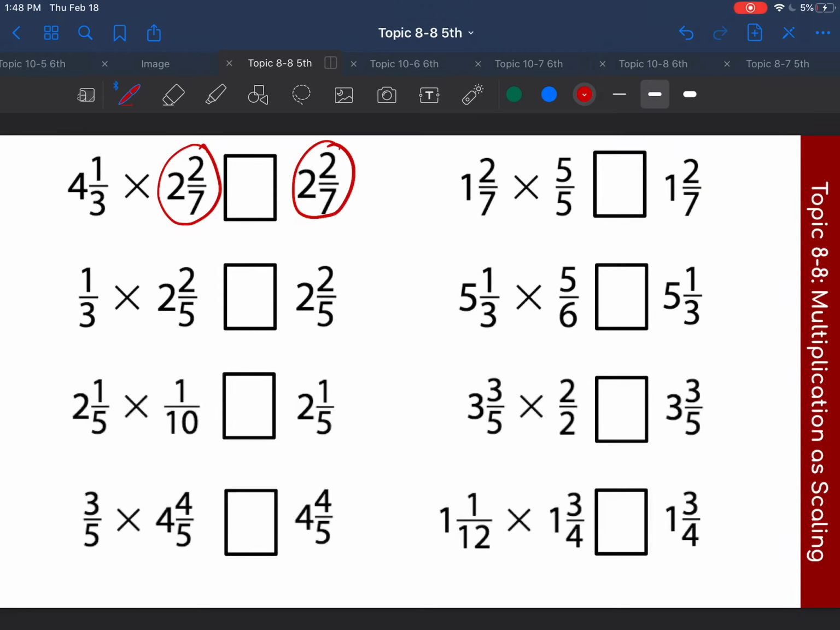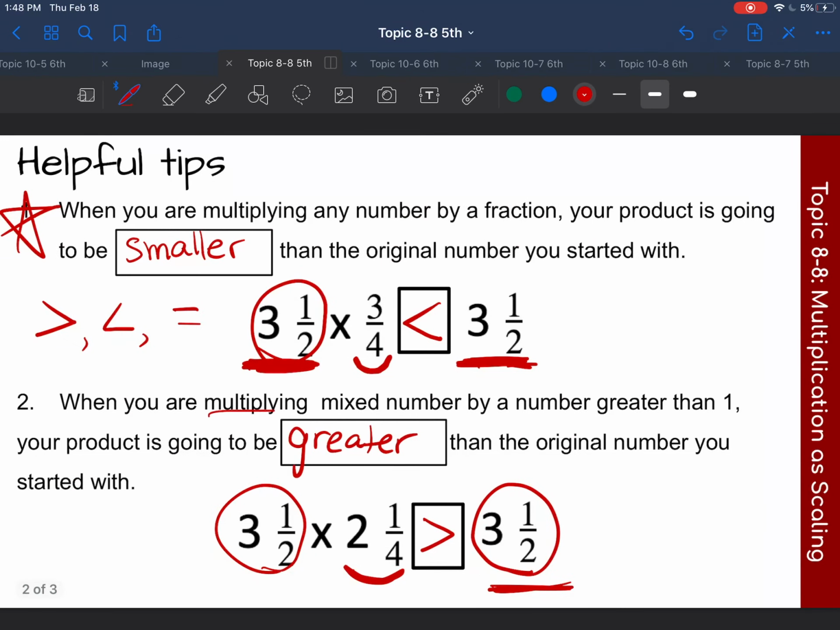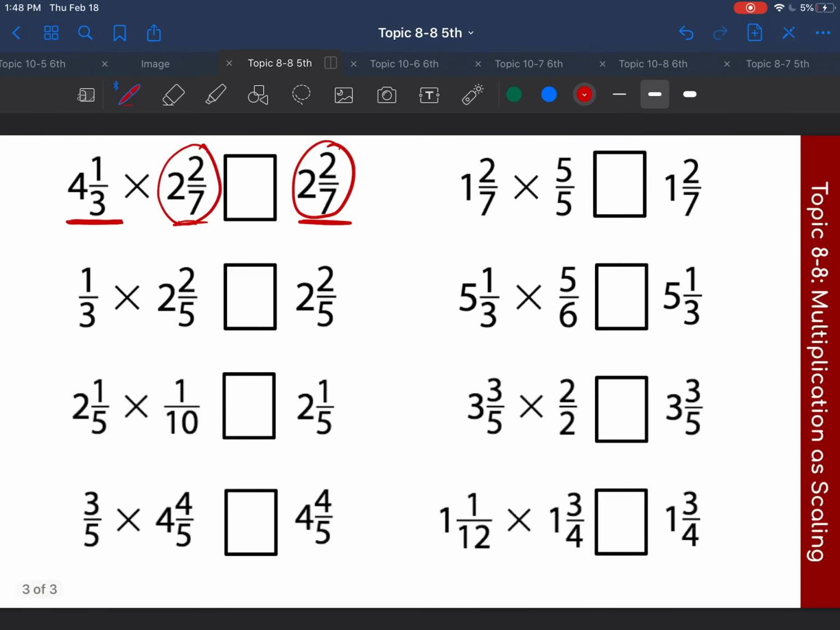So both of these problems have 2 2/7. In the first one, we're multiplying 2 2/7 times 4 1/3. In the second one, you just have 2 2/7. What would be greater? Well, again, if you multiply by a mixed number greater than 1, you're going to have a greater product. So this product is greater than what you started with.